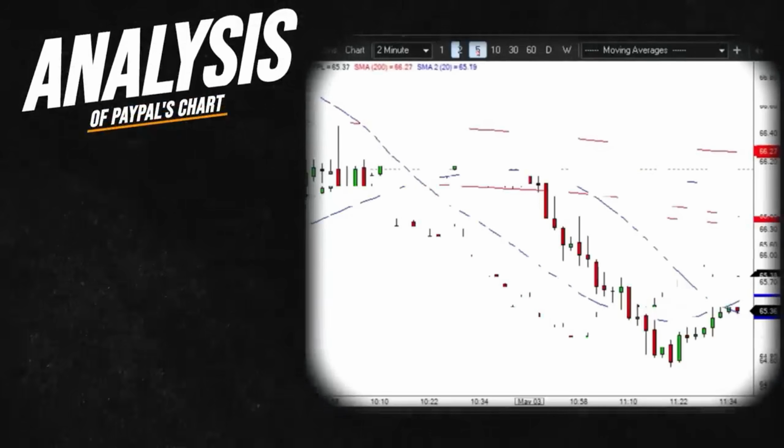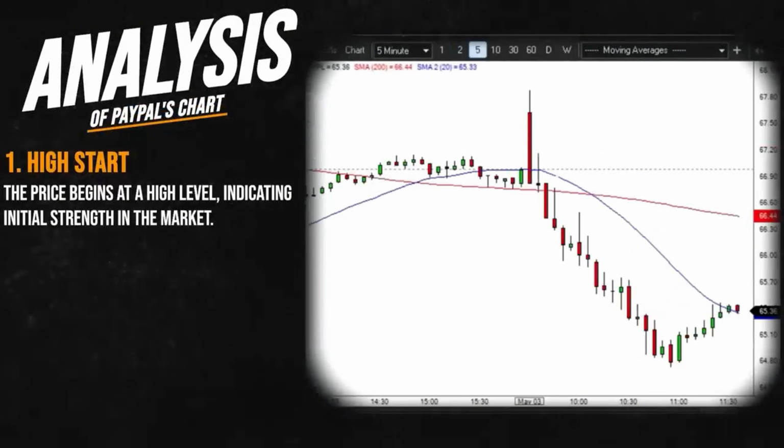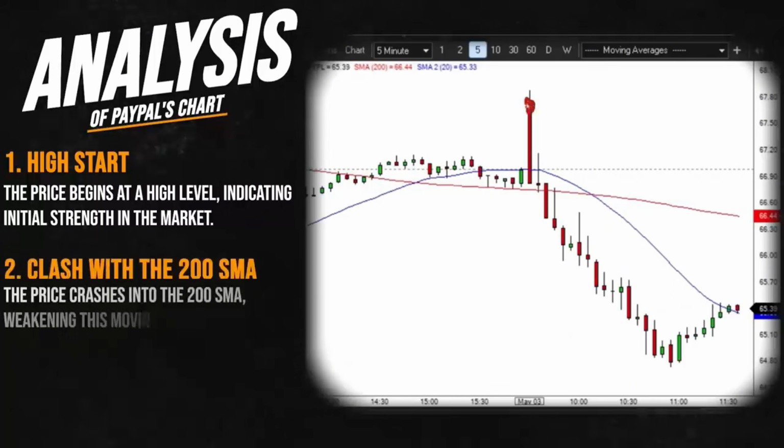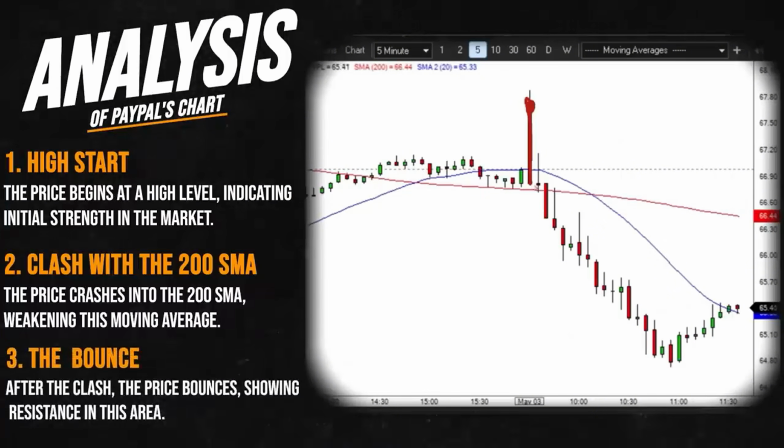With PayPal, I want to look at the 5-minute and show you the same concept. Do you see the concept on this 5-minute chart? Do you see it? It starts well above. It crashes into the 200, weakening it at its foundation. It bounces. The second bar bounces.